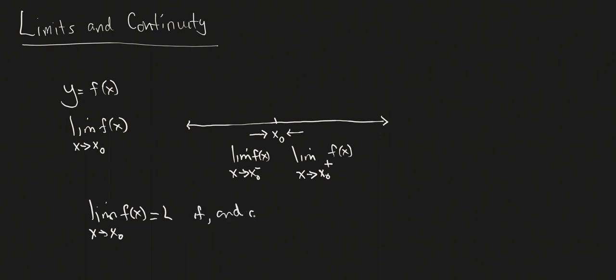if and only if the limit from the left is equal to the limit from the right, and they're both equal to L. So that's just a quick summary. I'm not going to go back through all the little tricks from algebra that you can do to evaluate limits, and there are quite a few of them. But this is really the concept behind the limit of a function of one variable.